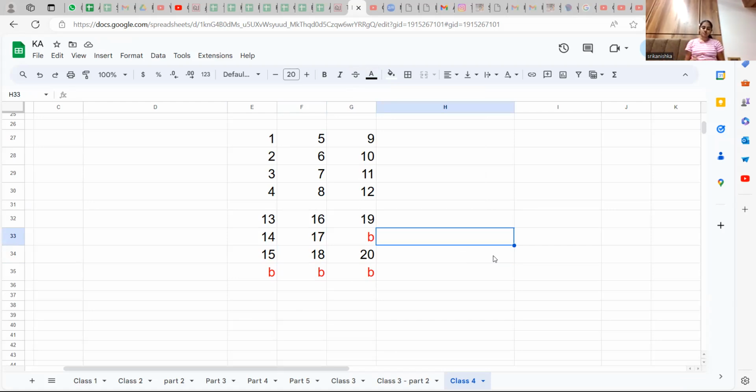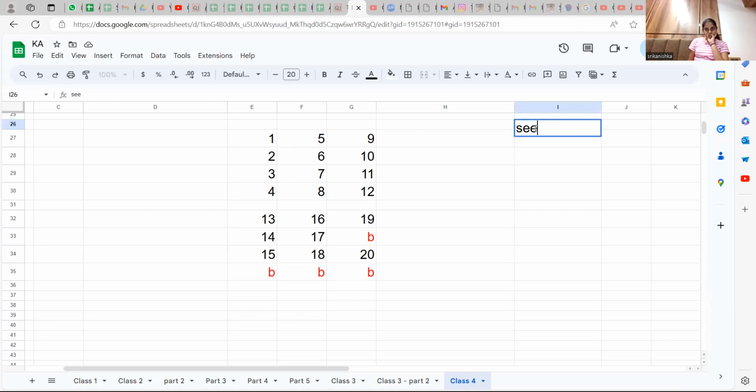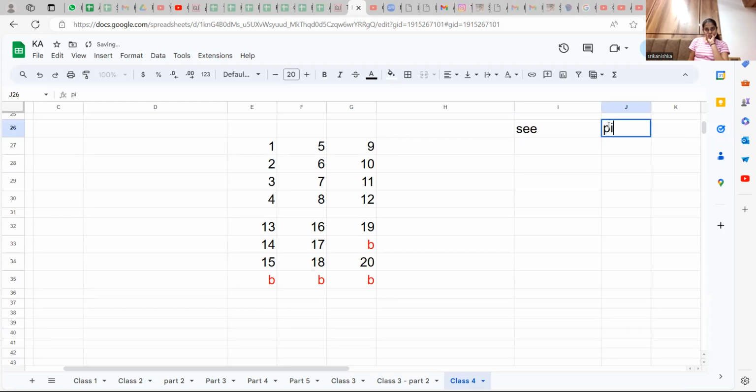Now, I'm going to give you a very quick exercise by looking at it. You need to give me all the 20 sentences. The word is see, and the word is picture. For example, I see a picture. You have to give me all the 20.